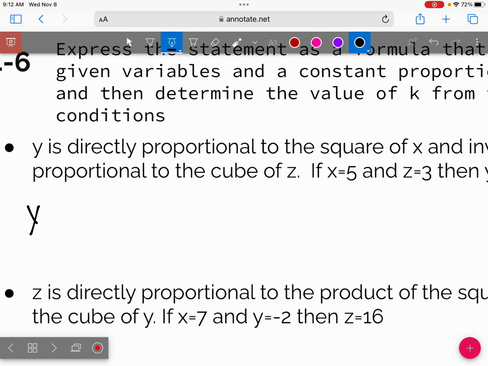So y is directly proportional, meaning my k is going to be times this chunk, the square of x. How do I write the square of x? X squared. They're just being over dramatic. And it's inversely proportional, so that means it's going to be in my denominator, to the cube of z. How do we say the cube of z? Z cubed. Because they're extra. And that's coming from me. So we know that's a level of extraness.